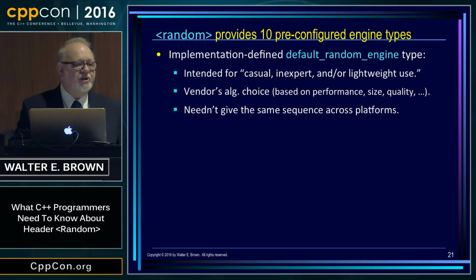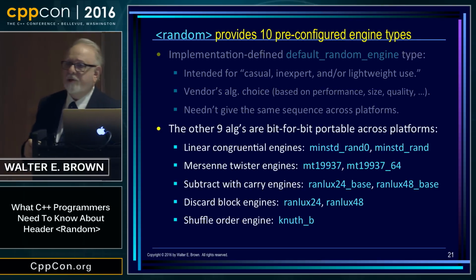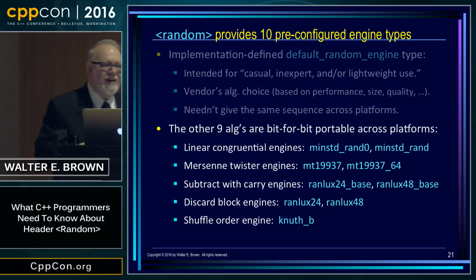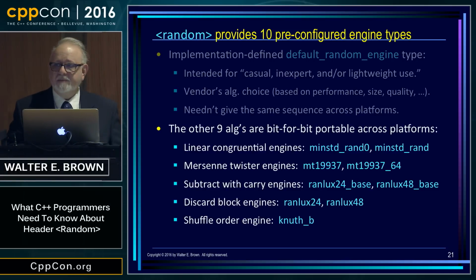the output of an engine of this type is not portable across platforms because different vendors can make different choices. I know there are vendors who say, I want this to be fast. Other vendors say, I want this to be high quality, etc. Okay? But for the other 9, they are nailed down. And you are guaranteed bit for bit portability across platforms. It's a requirement. Your vendor has to do this if he's going to conform to the standard.